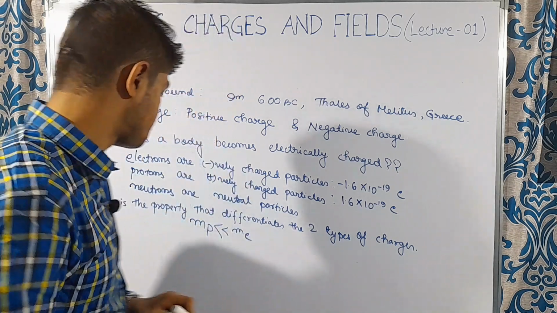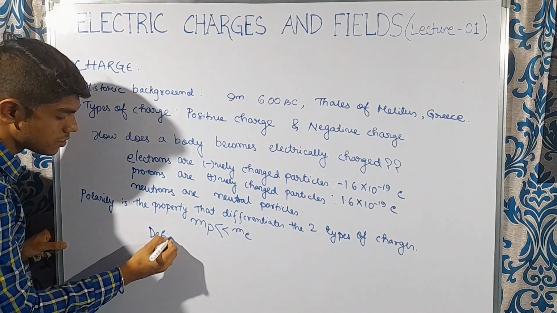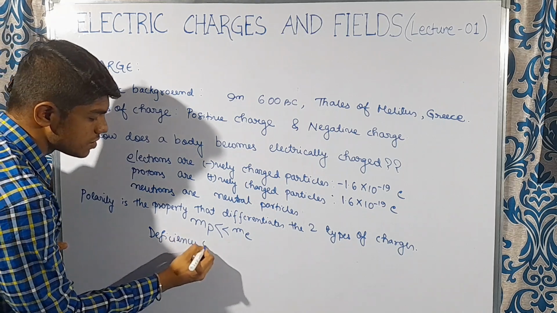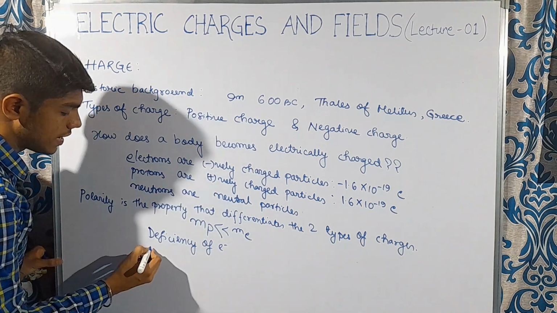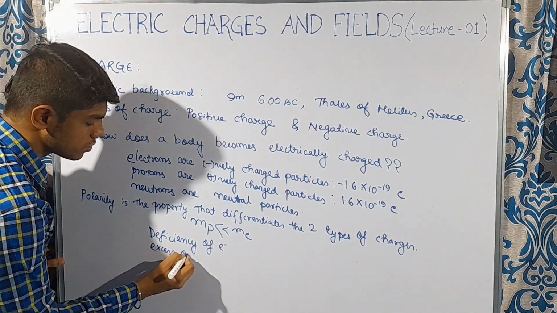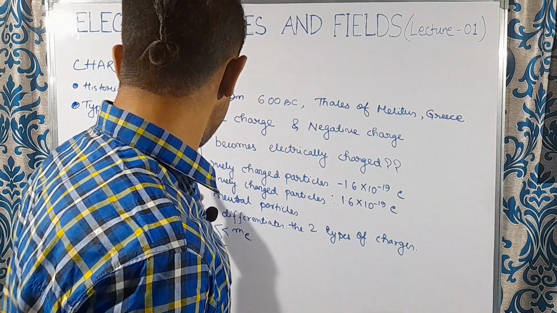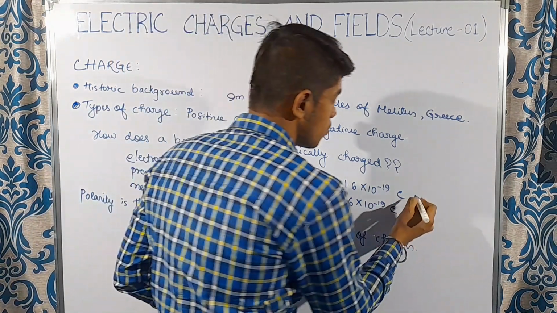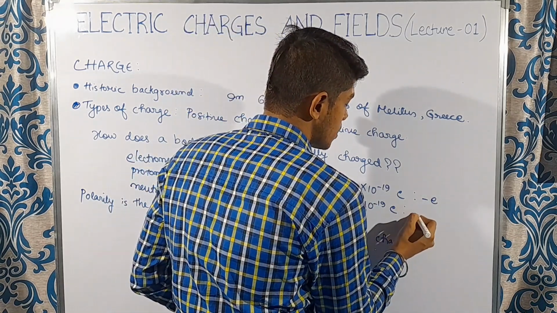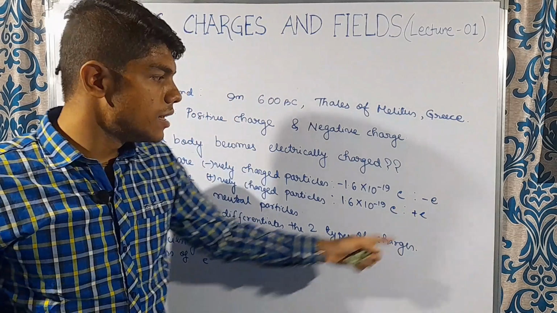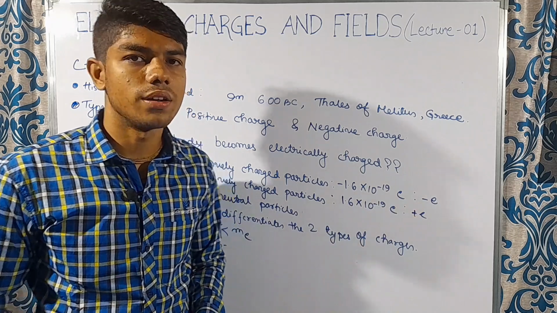One body has a deficiency of electrons, and the other body has an excess of electrons. Actually, I forgot to say another thing as well. The charge in an electron can be denoted by minus e, and the charge in a proton can be denoted by plus e. e represents the magnitude of charge, and plus and minus denote their polarity.